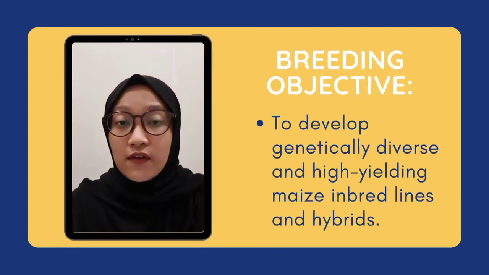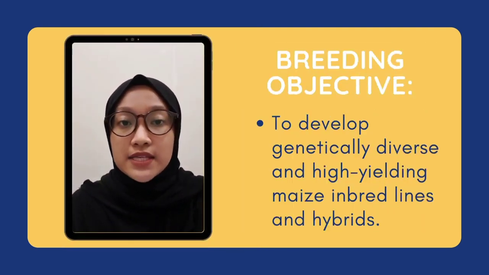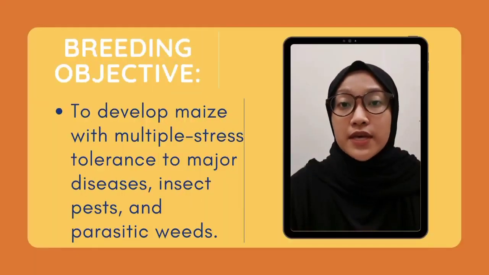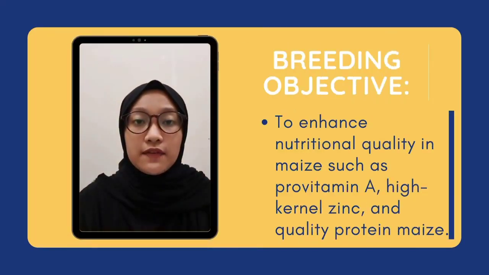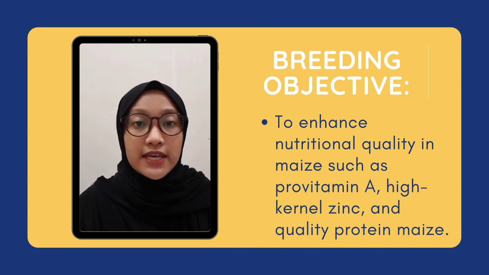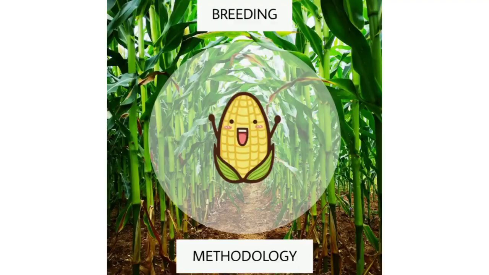The first objective of corn breeding is to develop genetically diverse and high-yielding maize in breeding lines and hybrids. The second objective is to develop maize with multiple stress tolerance to major diseases, insect pests, and parasitic weeds. The last objective is to enhance nutritional quality in maize, such as provitamin A, high kernel zinc, and protein quality. Next is corn breeding methodology.